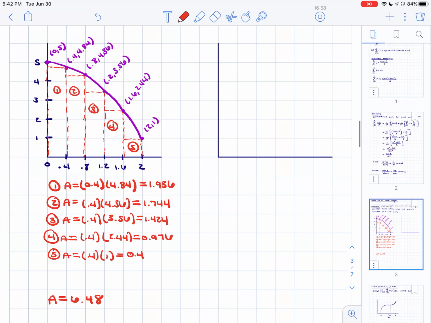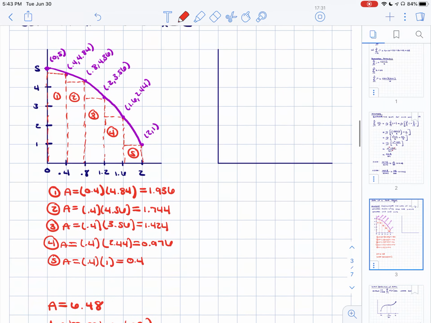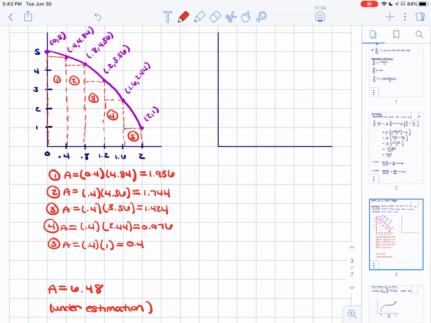Obviously, if we look at what we just did here, we used these little rectangles to approximate the area under this curve. But for every one of these rectangles, we're missing a little space right here. There's a little extra space above our rectangle that we're not including in this estimation. So this is obviously not exact, and it's giving us an underestimation of the actual area. So that 6.48 is an underestimation of the actual area.